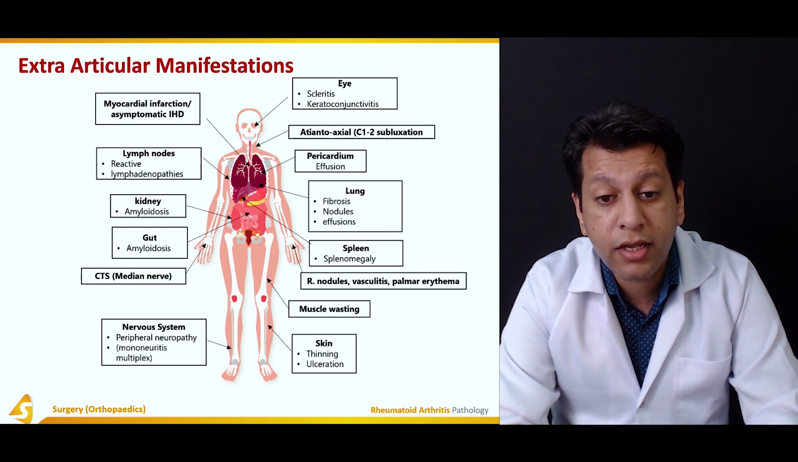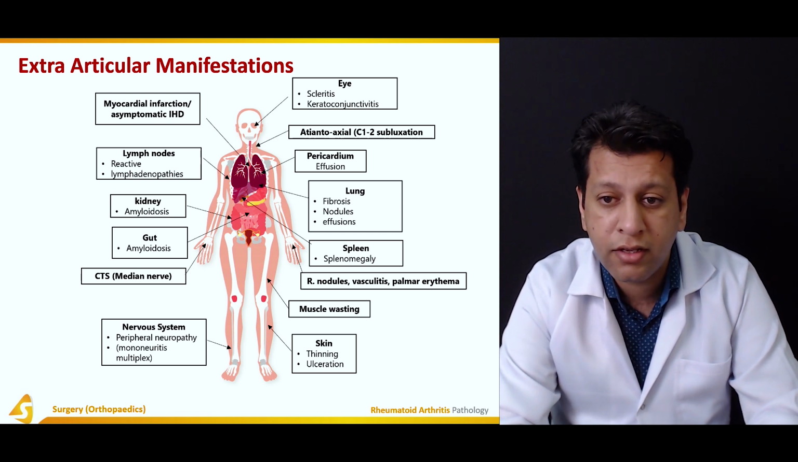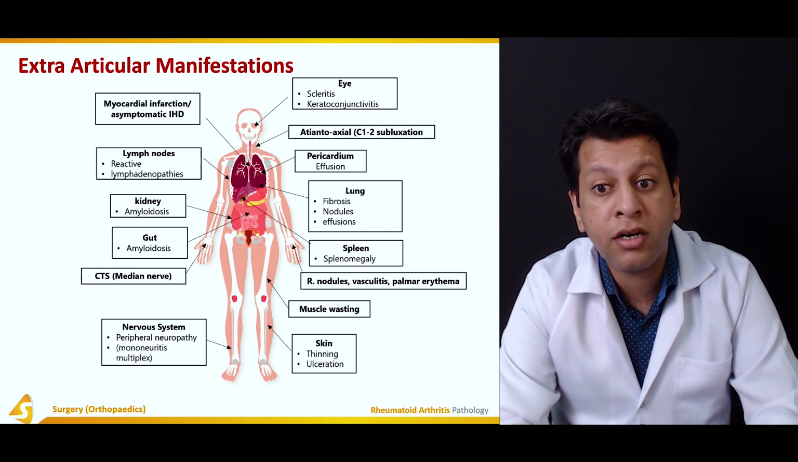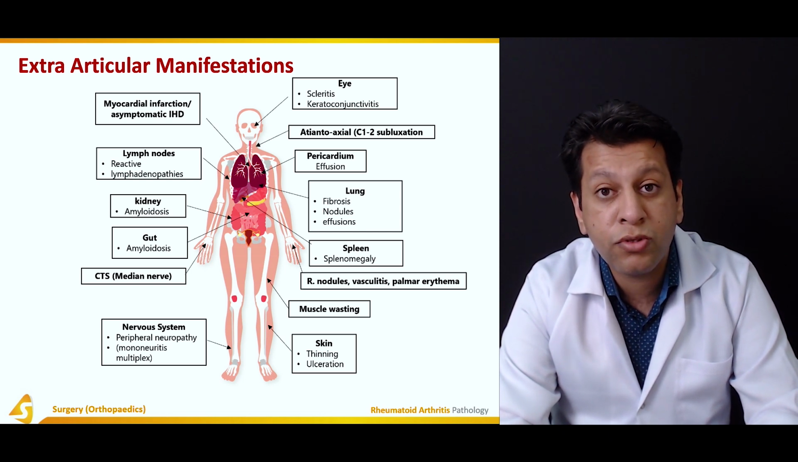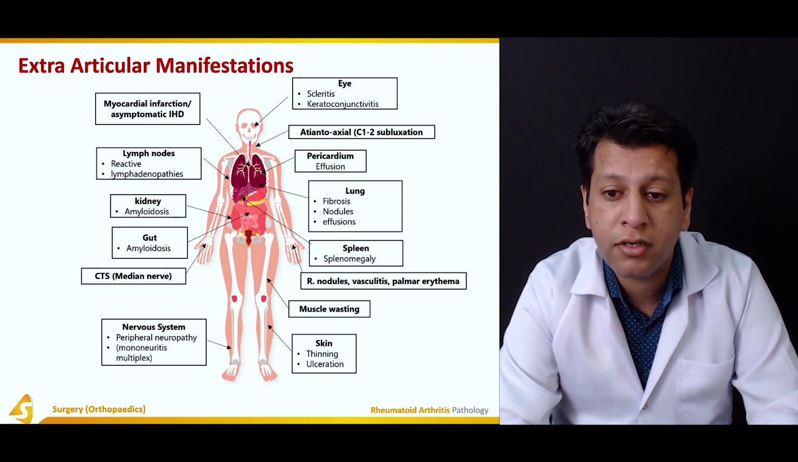Now this is showing how much extra-articular manifestation there is. As you can see, RA almost affects everything. In the eye there is scleritis and keratoconjunctivitis. There is atlantoaxial C1, C2 subluxation, which may be the cause of death, because in rheumatoid arthritis there may be a dens fracture which may result in the death of the patient.